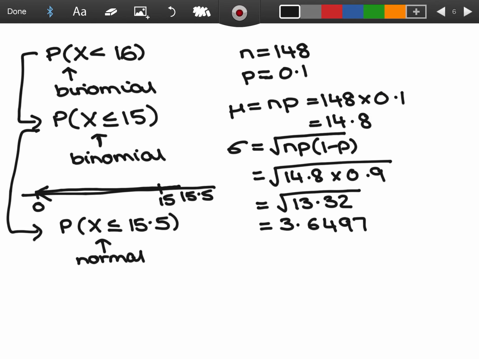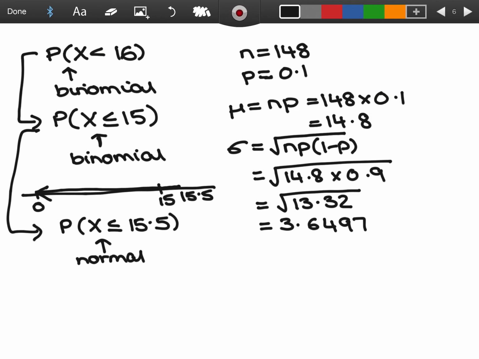Remember, the thing that people always forget: always get it in terms of a less than or equal to or a greater than or equal to. If you have a strict inequality, like we did at the top with x is less than 16, don't try continuity correction up there. Always get it into a less than or equal to or greater than or equal to before you apply continuity correction. So we have the probability that x is less than or equal to 15.5, with a mean of 14.8 and a standard deviation of 3.6497.